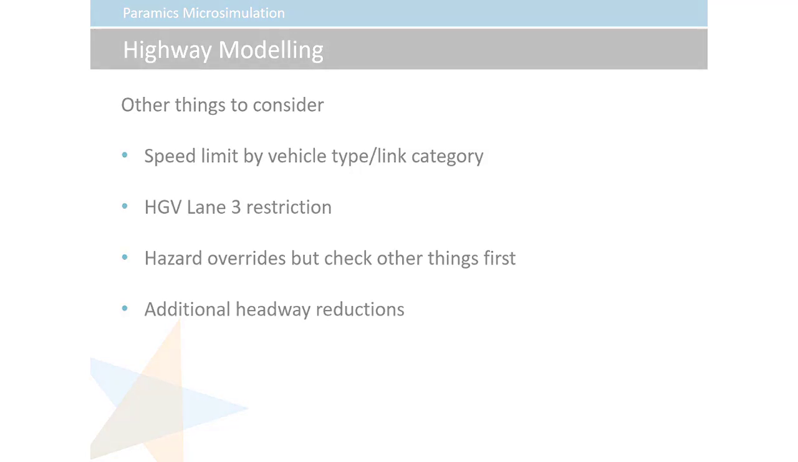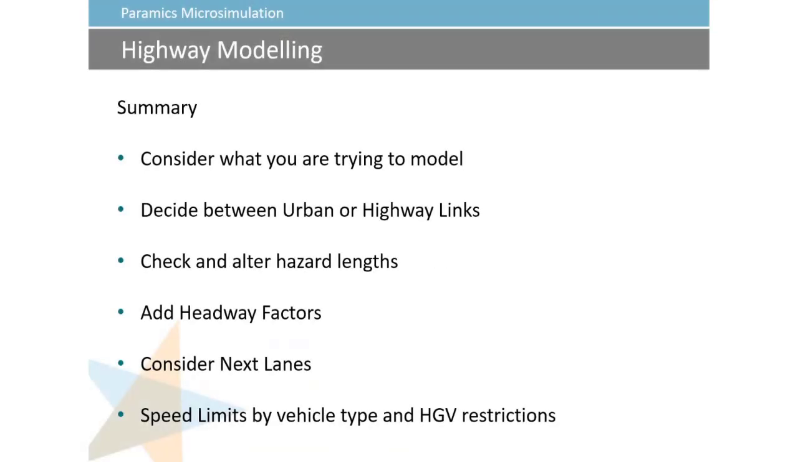So in summary, consider what it is you are trying to model. Decide whether you want to use urban or highway links, depending on which will be more appropriate. Check and alter your hazard lengths and signpost distances. Add in headway factors at points where you expect there to be significant lane changing. Consider using next lanes to prevent lane changing across nodes, and add in speed limits by vehicle type and HGV restrictions to outside lanes where appropriate.